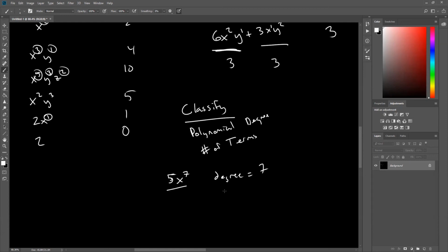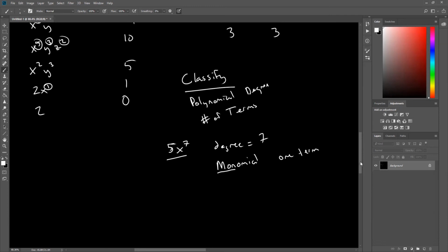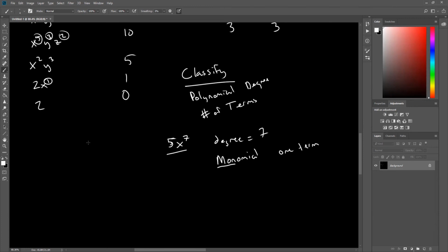So we're going to say monomial. I think I mentioned this in the beginning, but a monomial, M-O-N-O, we know that means one, right? So that's going to be the one term. Altogether, you can write something like monomial degree 7, but it doesn't really matter. Either way is fine. I don't care which one you use.